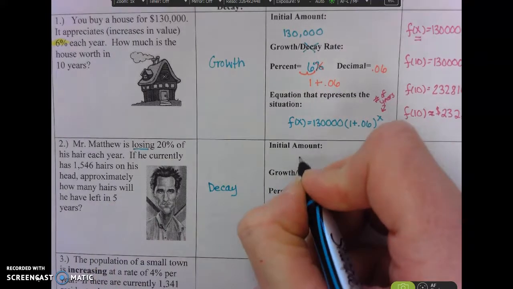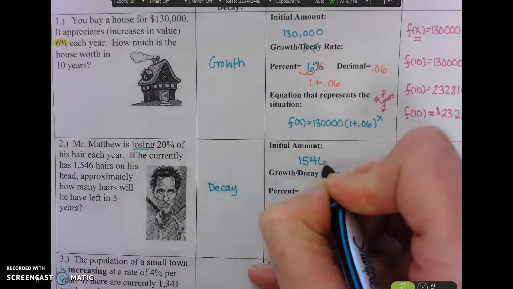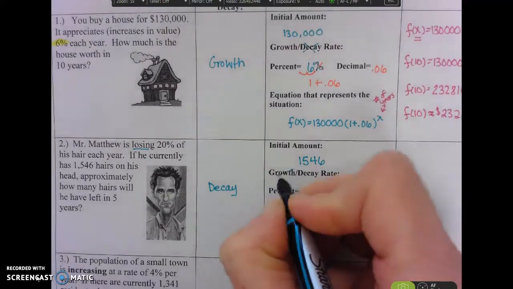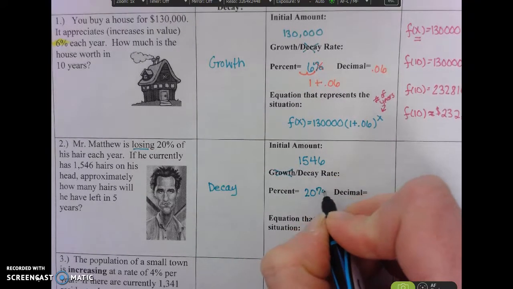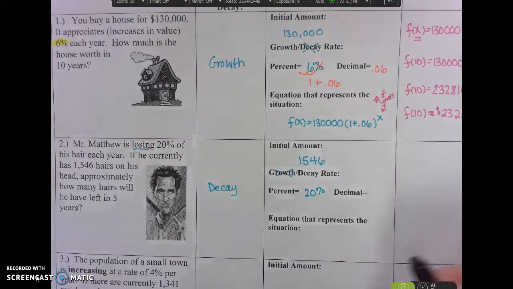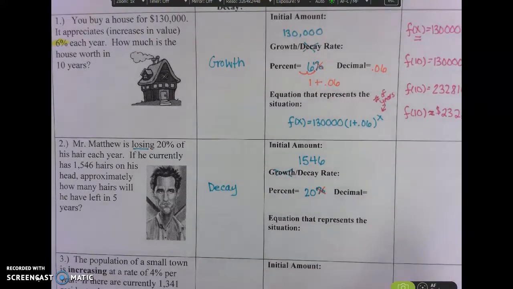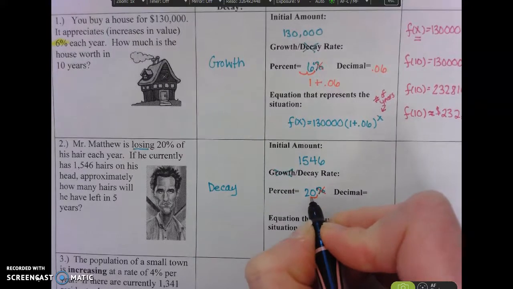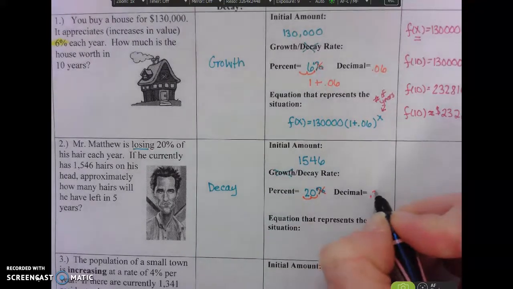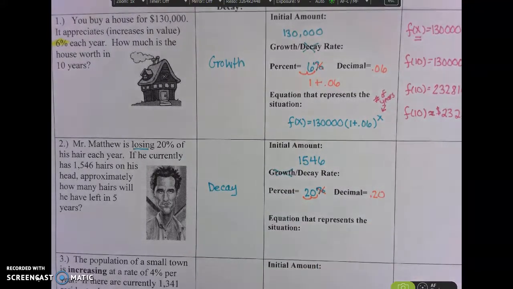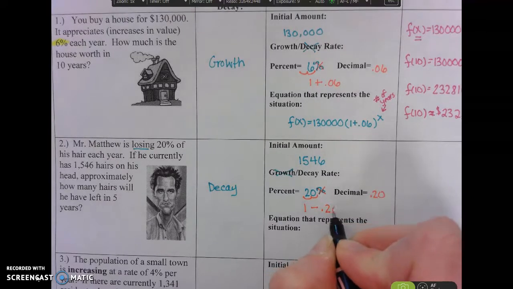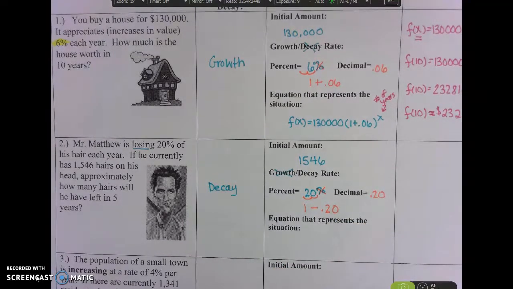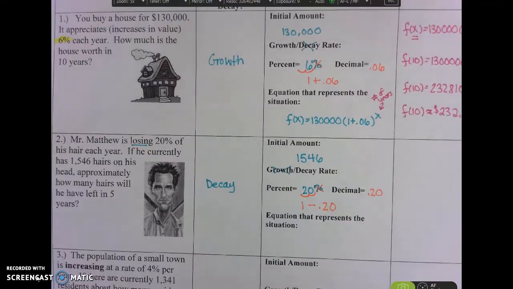So he starts out with 1,546 hairs. This was definitely a decay problem. We decayed at 20%. So again, change that to a decimal. Get rid of your percent sign. Move your decimal 2 places to the left. So our decimal is 0.20. Since it's decay, we would do 1 minus 0.20 to represent our growth or decay factor.